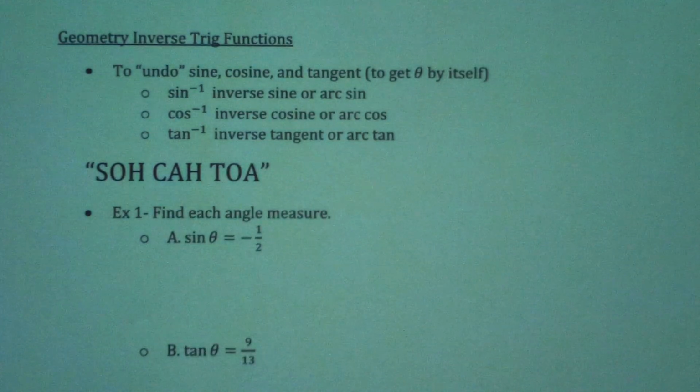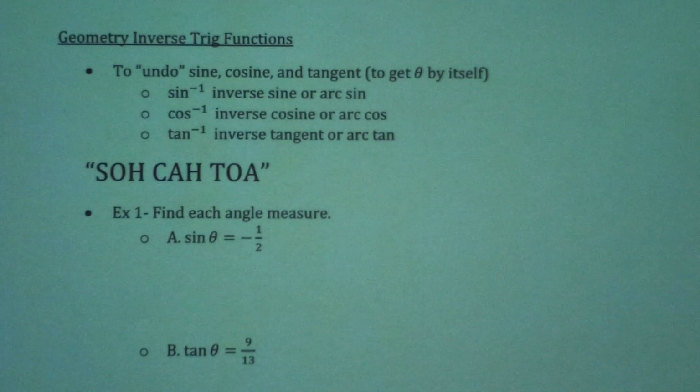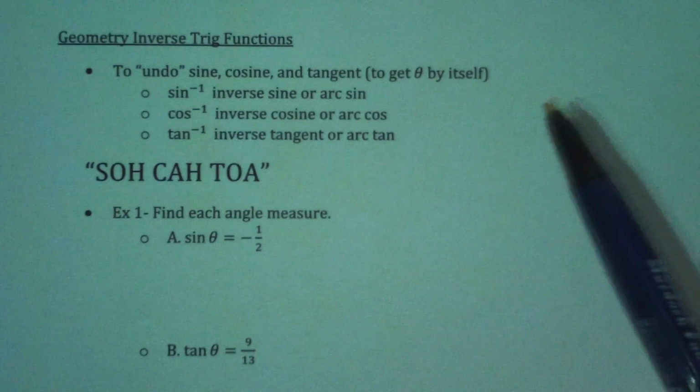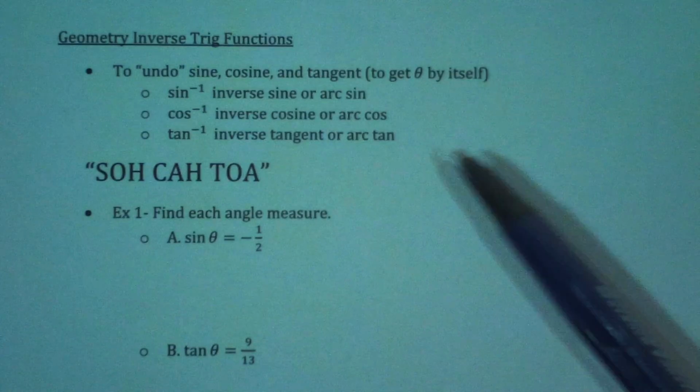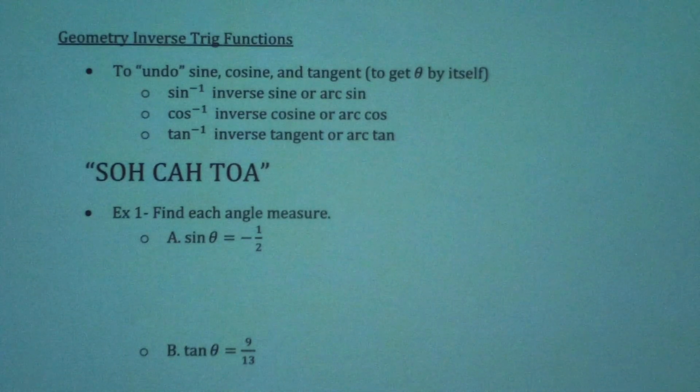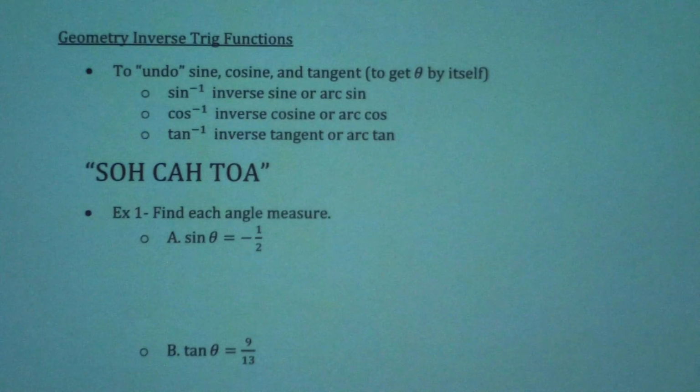But now, instead of finding a missing side, we're going to find a missing angle. There's one extra step we have to do when we find a missing angle. It's called an inverse. Inverse is just like the opposite of something, or how you undo something. Like, what's the inverse of addition? Subtraction, right? So same with this stuff.